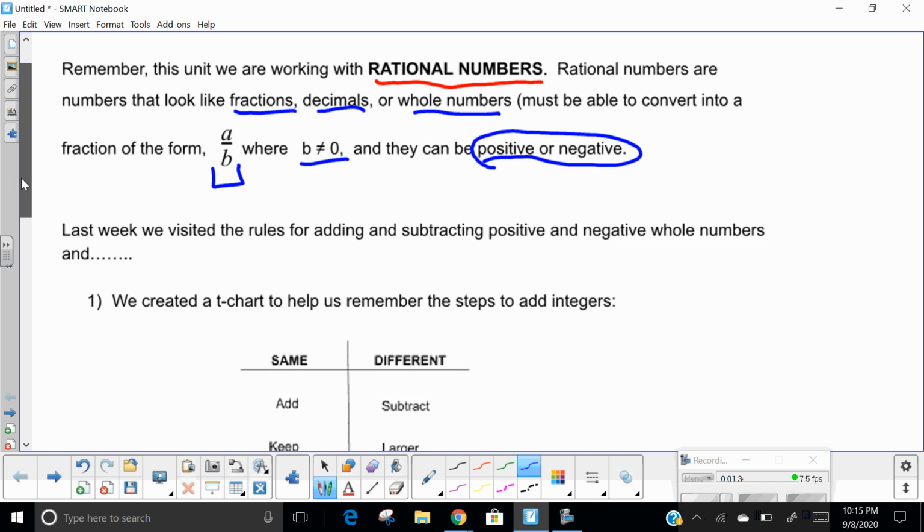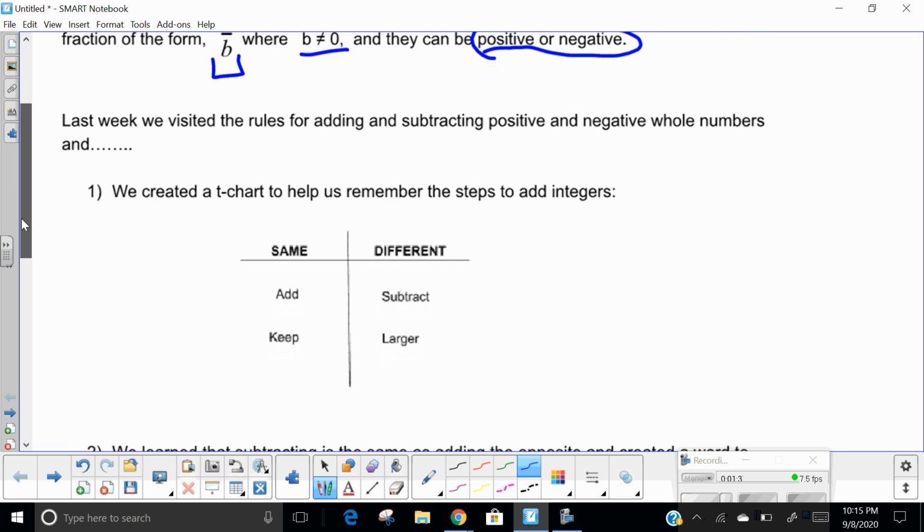Then we specifically talked about adding and subtracting positive and negative whole numbers or integers. And the first thing that we learned was how to create a t-table, a t-chart that would help us to take the lyrics from a song that you probably learned last year, take the lyrics from the song and put them in this chart to help us to remember the steps to add.